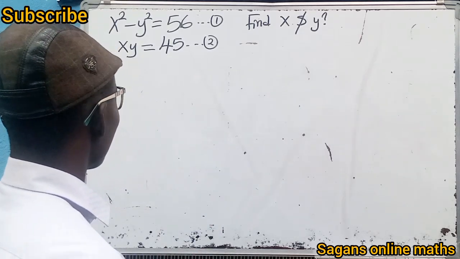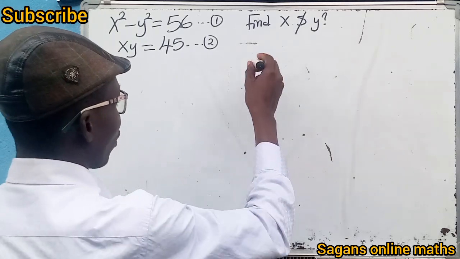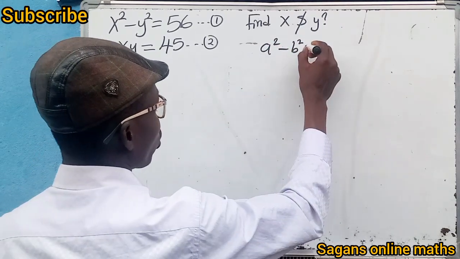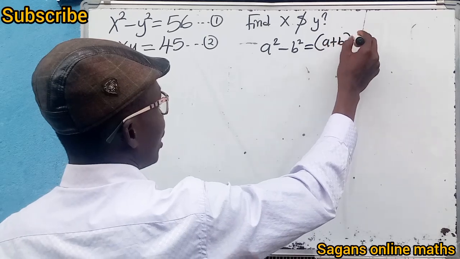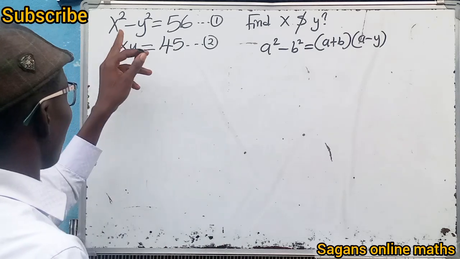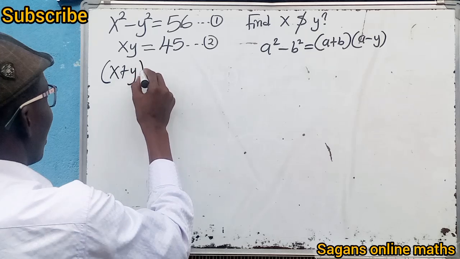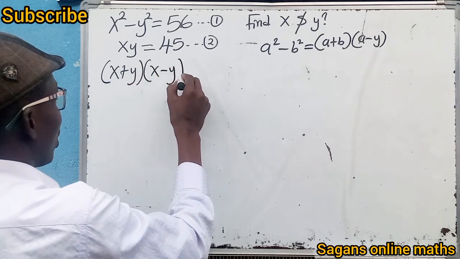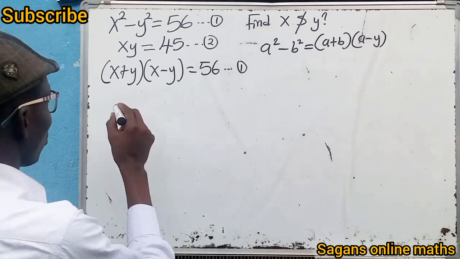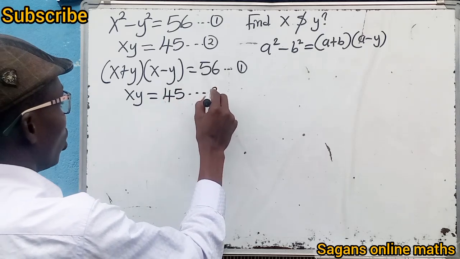This is very simple. Remember, this is a simultaneous equation. Now look at what we are going to do. Remember that a squared minus b squared is the difference of two squares, and this equals (a plus b) times (a minus b). Now you can see that we have x squared minus y squared, so we can write it as (x plus y)(x minus y) equals 56. This is still equation 1. Now x multiplied by y equals 45, which is equation 2.